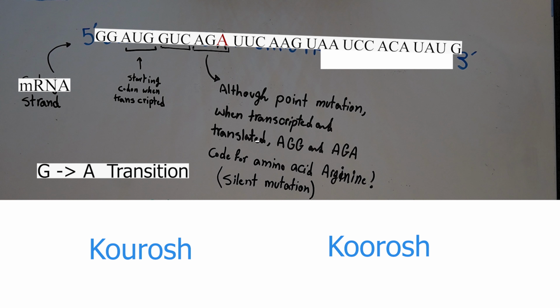A missense mutation happens when a point mutation takes place and the resulting 3 base pair codon codes for a different amino acid in a protein. This is similar to how changing a letter in a word can completely change the meaning of the word.